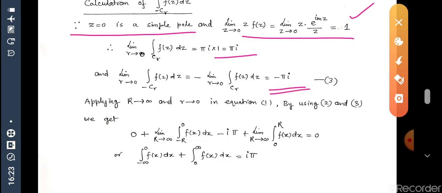On applying capital R tends to infinity and small r tends to 0 in equation first, and by using second and third, we get equation first is 0 plus limit capital R tends to infinity, small r tends to 0 of the integral of f(x) dx, plus the value of the second integration over minus C_r f(z) dz, which is equal to minus iota pi, and the integration over the large semicircle is equal to 0.